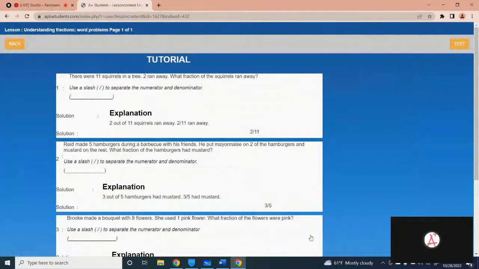Understanding fractions word problems. Okay, there were 11 squirrels in a tree. Two ran away. What fraction of the squirrels ran away? Got it? So the total you have is 11. And out of the 11, two of them ran away. Just write it in fractional form. So the total outcomes are 11, and 2 of them are the ones that ran away. So the correct option is 2 over 11. Got it?